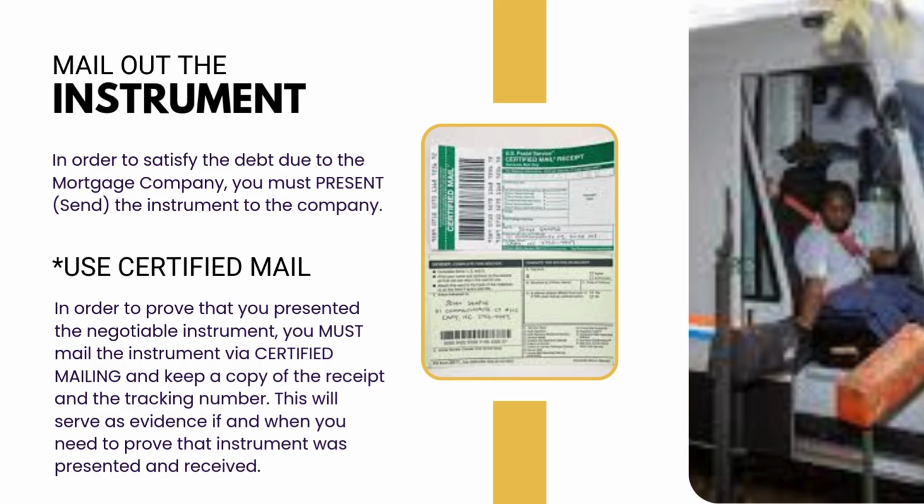Next, you want to mail out that instrument. In order to satisfy the debt due to the mortgage company or the bank, if that's your situation, you must present or send the instrument to the company. You must use certified mail. That's recommended because you would need to prove that you presented the negotiable instrument. So you must mail the instrument via certified mailing. Keep a copy of the receipt and the tracking number. This will serve as evidence if and when you need to prove that the instrument was presented and received by the party.